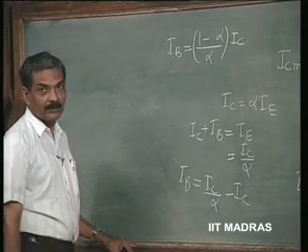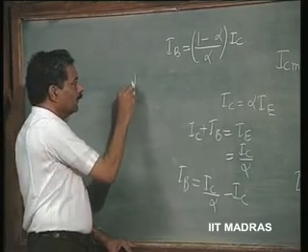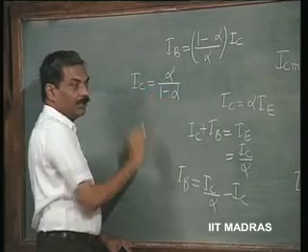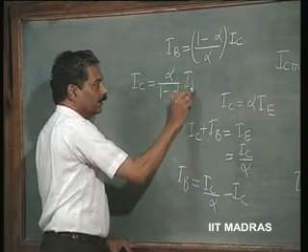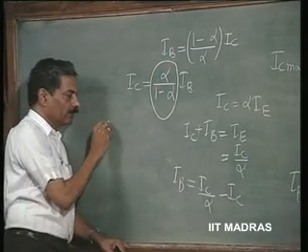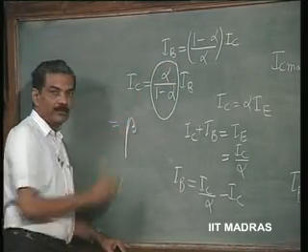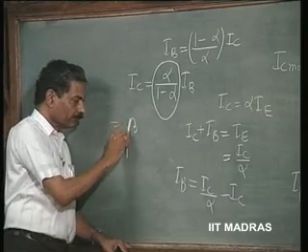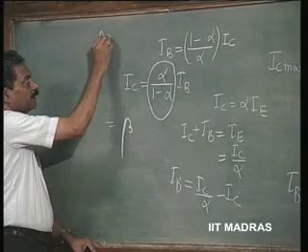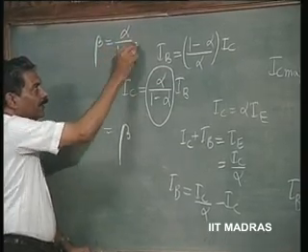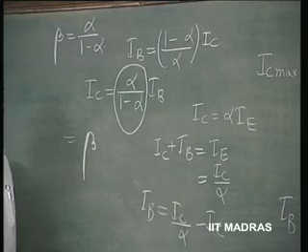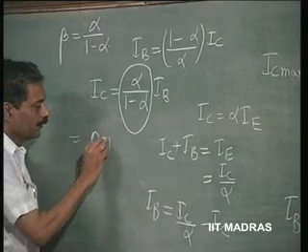Is it clear? Or IC is equal to alpha by 1 minus alpha times IB. This factor is popularly called beta. So, beta is equal to always alpha by 1 minus alpha for the transistor, right. So, that into IB.